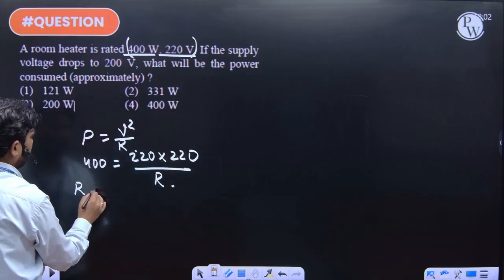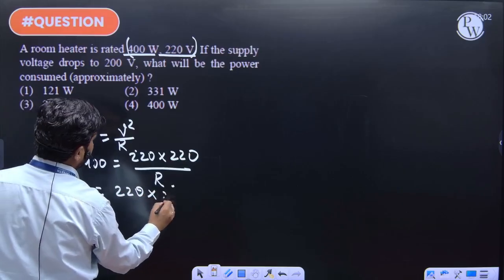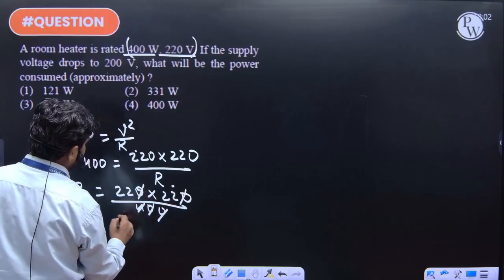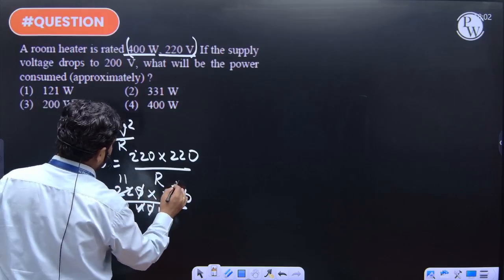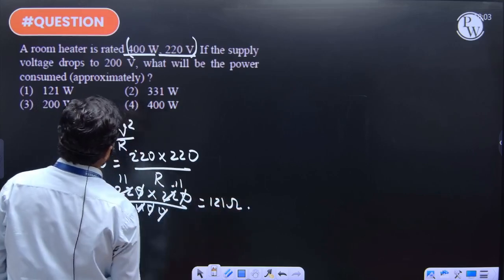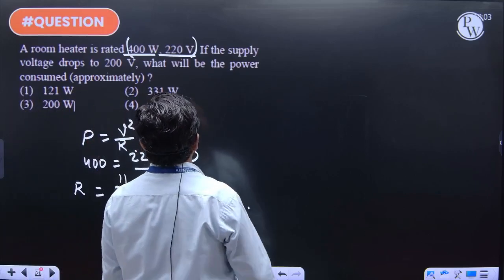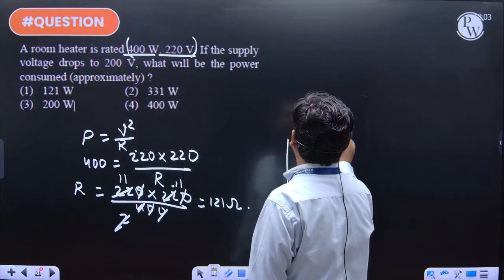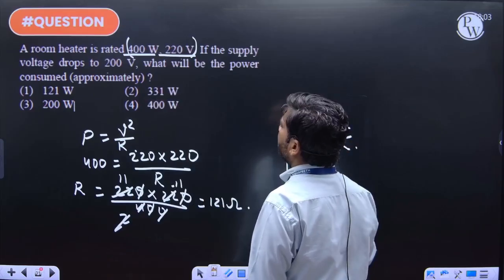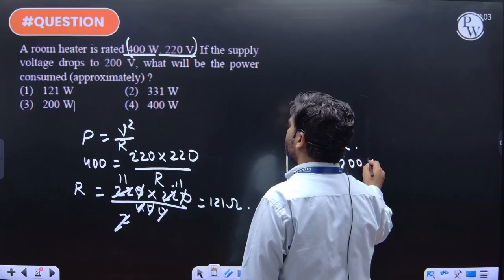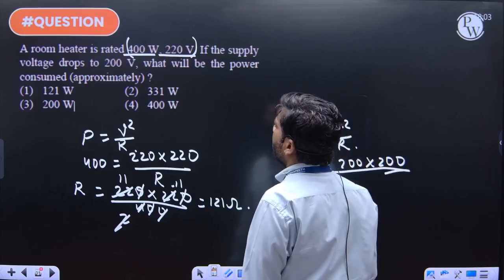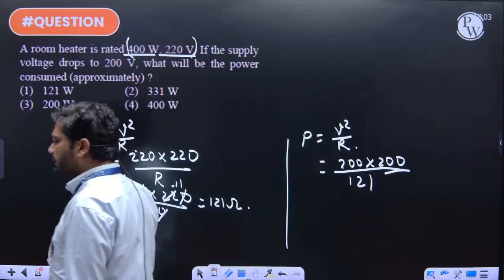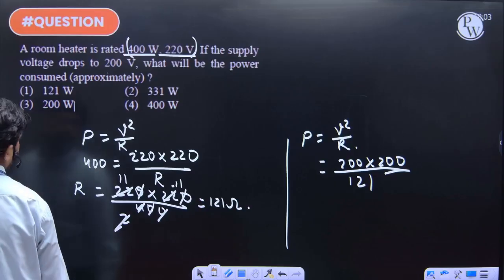So R will be equal to 220 into 220 divided by 400. So it is 121 ohm. We got the 121 ohm. So what will be the power consumed approximately? At 200 volts, power is again V square by R. So what is your V square? 200. So 200 into 200 divided by 121. That's why they have given approximately.